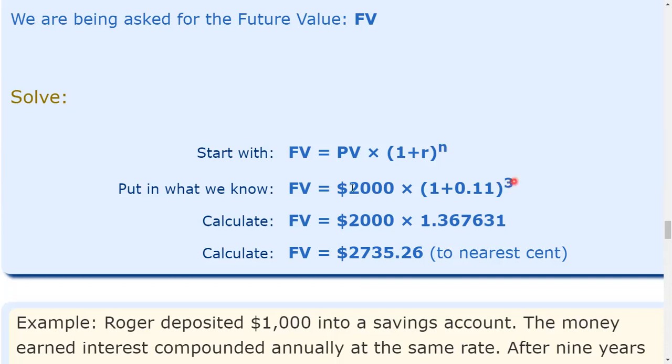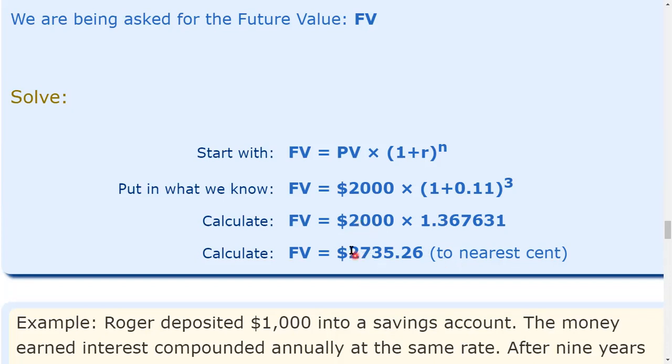So we are just putting in the values and calculating. This will be 1 plus 0.11, which is 1.11. 1.11 is multiplied thrice, taking the cube of this amount. We'll get this using a calculator, and when we multiply it with the principal amount, we'll get the answer to the nearest cent.